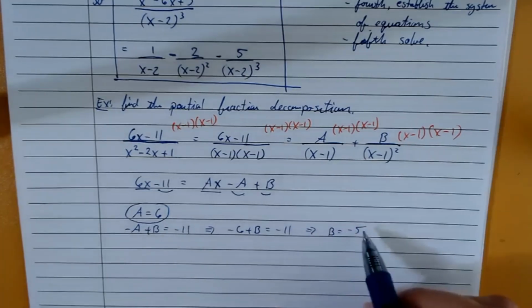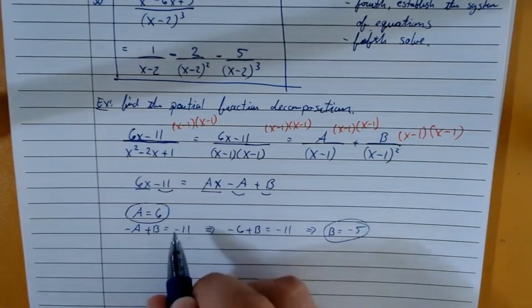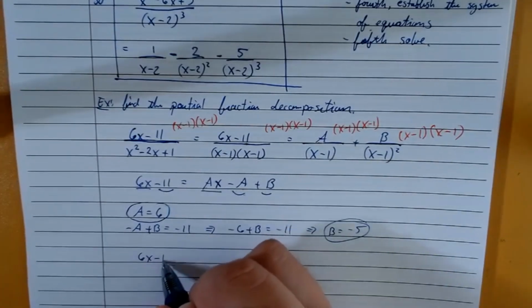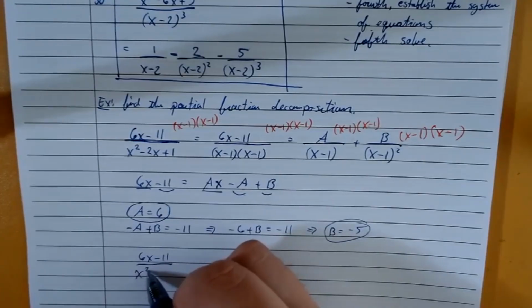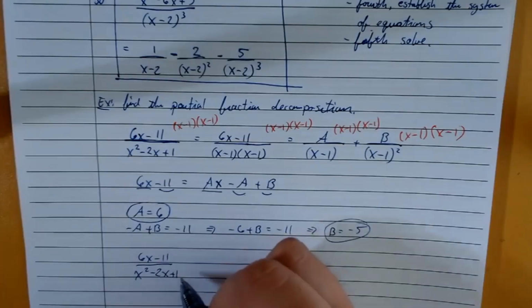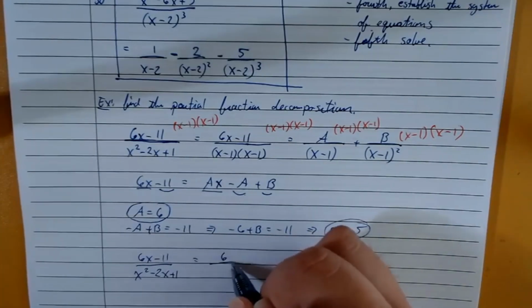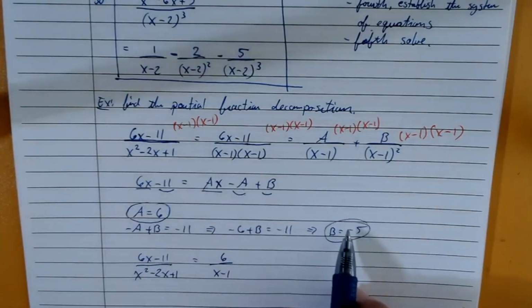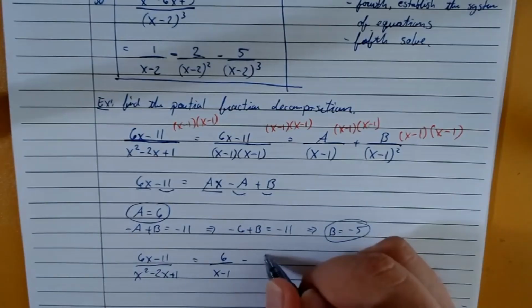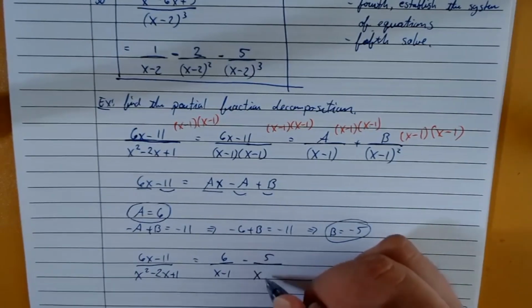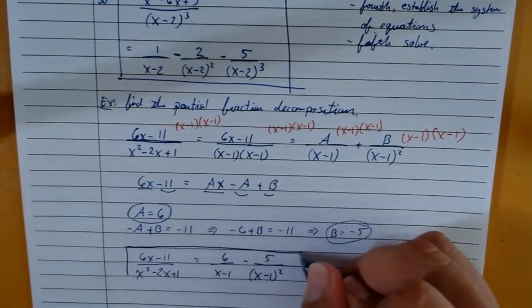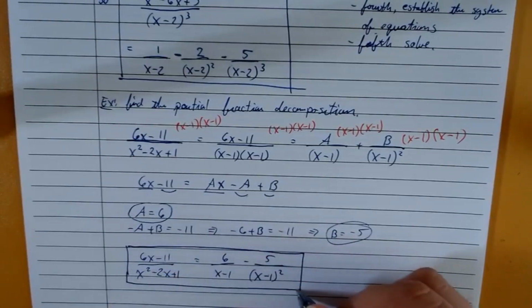So in the end, we have our results where a is equal to 6. So that means (6x minus 11) over (x squared minus 2x plus 1) is equal to 6 over (x minus 1). And then here you can say plus a negative 5, or more simply, you can just say minus 5 over (x minus 1) quantity squared. And that is our partial fraction decomposition.